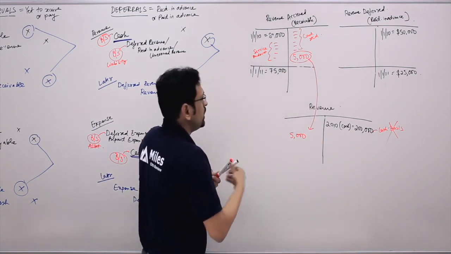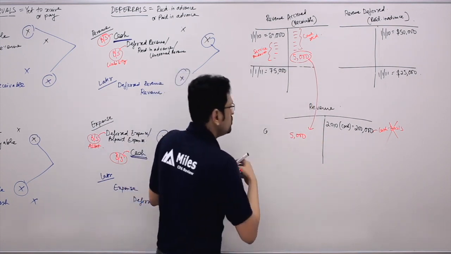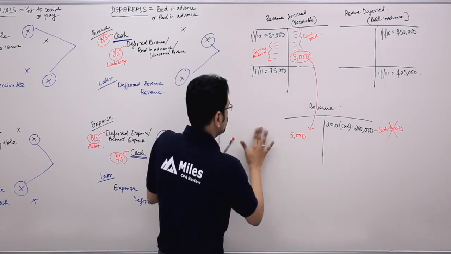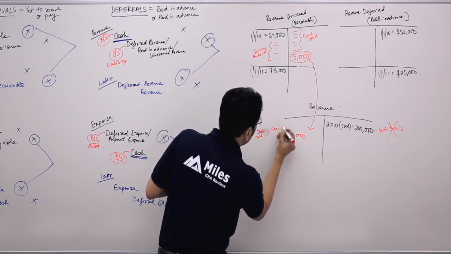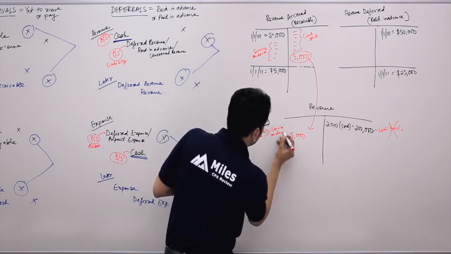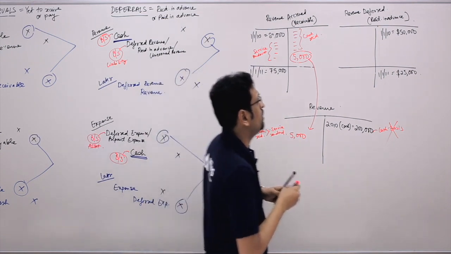This is, I would say, cash in excess. So let me use the same pen. I would say cash received is more than service rendered. Now let's look at the deferral.